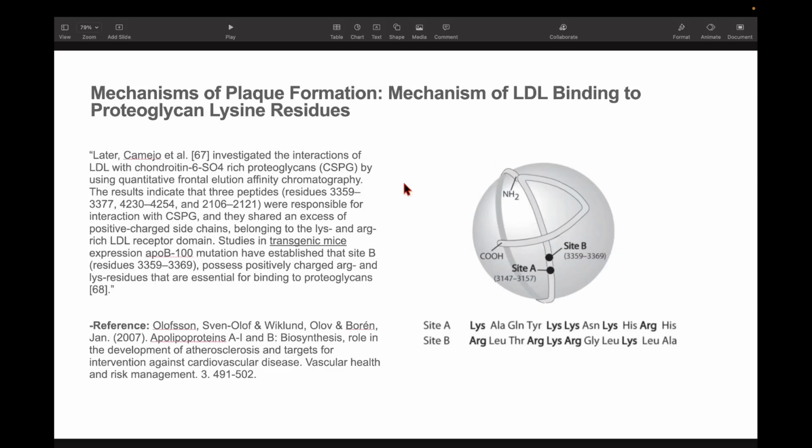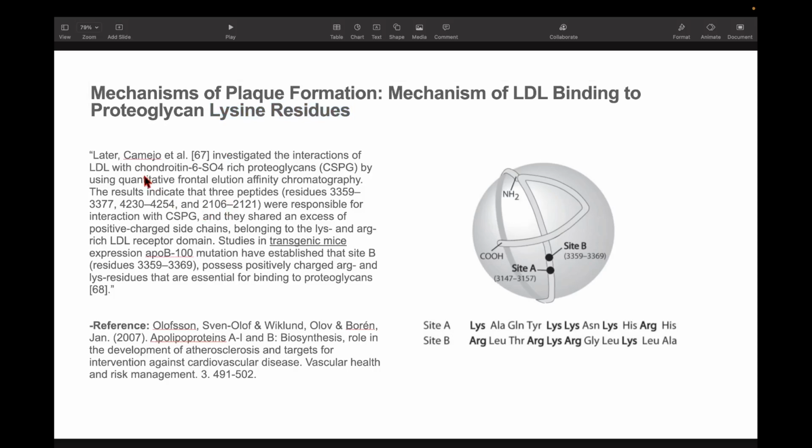Something I want to touch on really quick before we jump any further, because it's going to become really important when we talk about vitamin C, lysine, and proline. We're going to talk about how the LDL is able to bind to the proteoglycans, and it's through these lysine residues. So we're going to see that here in this quote.